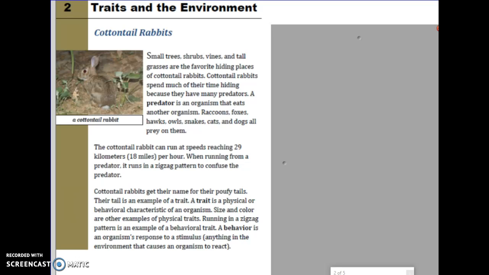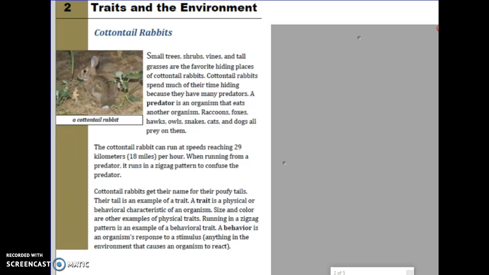Small trees, shrubs, vines, and tall grasses are the favorite hiding places of cottontail rabbits. Cottontail rabbits spend much of their time hiding because they have many predators. A predator is an organism that eats another organism. Raccoons, foxes, hawks, owls, snakes, cats, and dogs all prey on them.